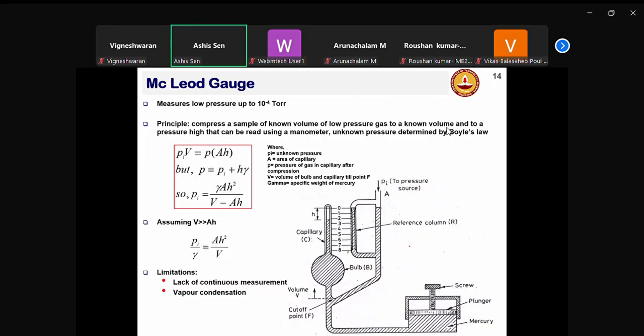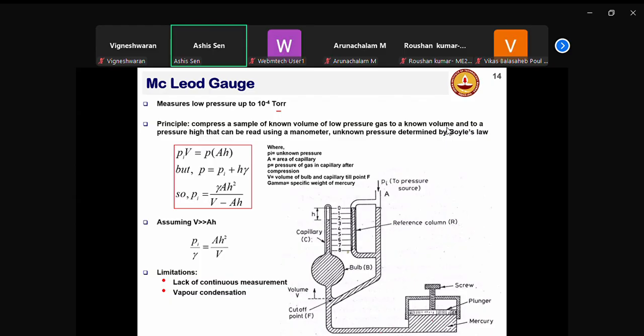The other instrument that we are going to talk about now is known as the McLeod gauge. McLeod gauges are used typically for measuring vacuum pressure, subatmospheric pressure. And this can measure very low pressure, up to about 10 to the power minus 4 torr. How does it work? So you have this arrangement of the McLeod gauge.